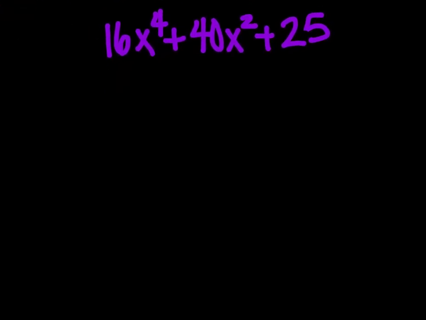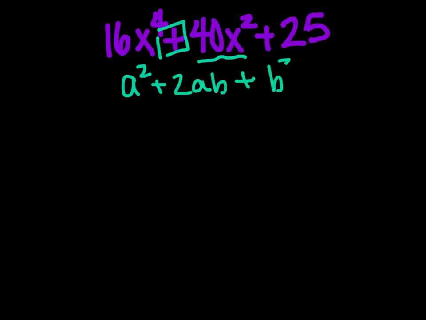Here we go. We have 16x to the fourth plus 40x squared plus 25. Now, don't get thrown off by the fact that this one has a plus sign here and the other one had a minus sign. You're going to have situations where you have a minus sign with this middle term, and this is truly a perfect square trinomial. I know it's going to work, and it's definitely going to follow this situation, a squared plus 2ab plus b squared. So let's do our step 1.